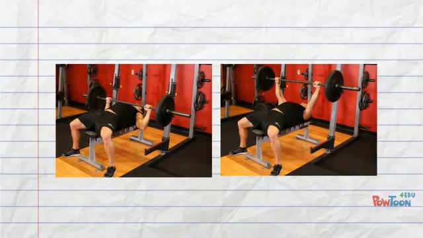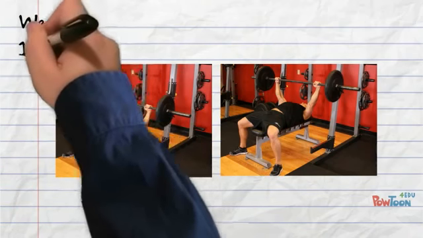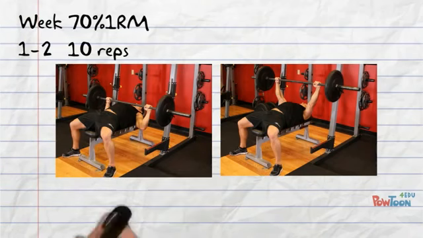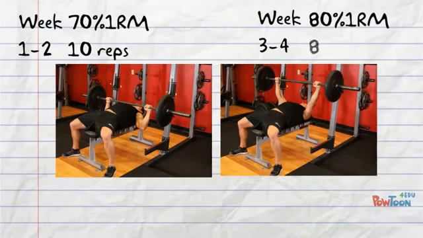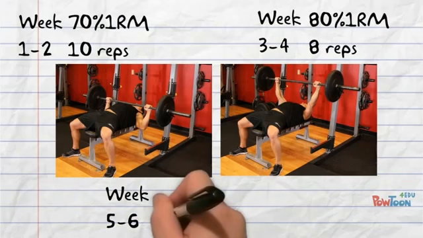If they were doing the chest press, for weeks 1 and 2 they may lift 70% of their 1 rep max for 10 reps. Weeks 3 to 4 they may lift 80% of their 1 rep max for 8 reps. And weeks 5 to 6 they might lift 90% of their 1 rep max for 6 reps.